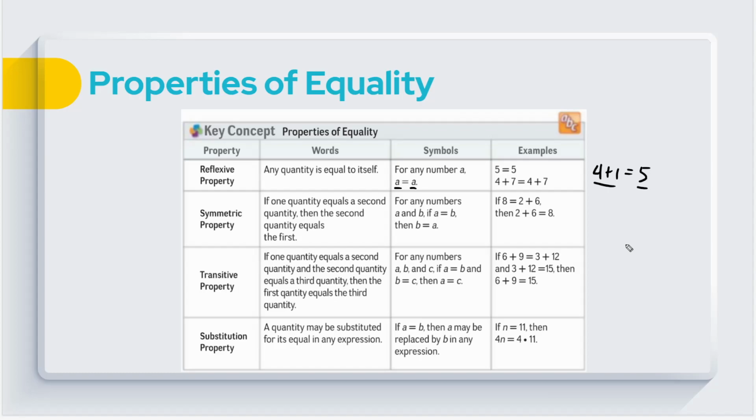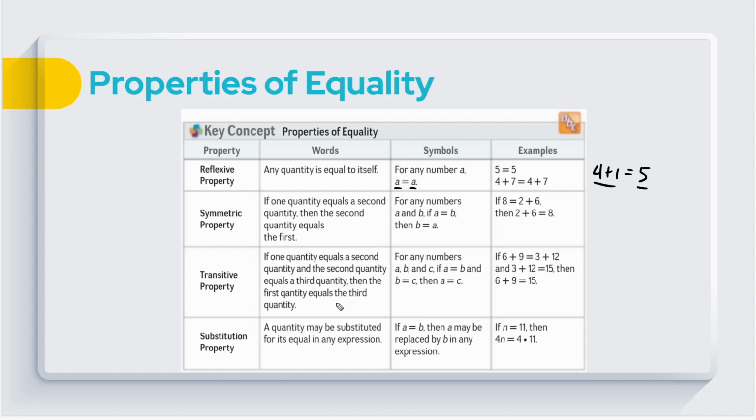Symmetric property: if one quantity equals a second quantity, then the second quantity equals the first quantity. And this is pretty much summed up right here. I won't even write anything. A equals B, B equals A. This is the symmetric property.